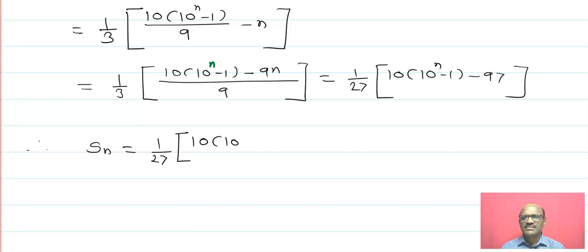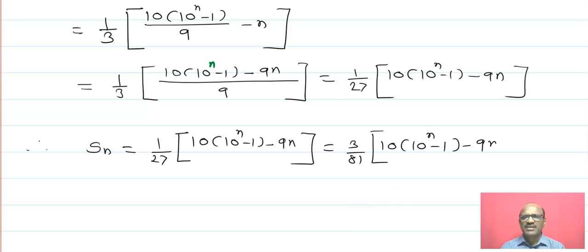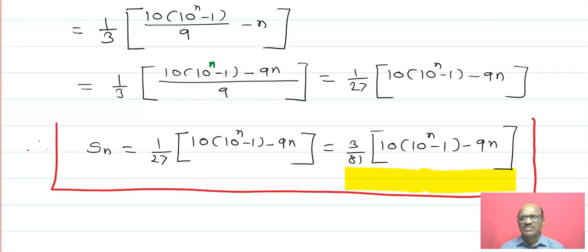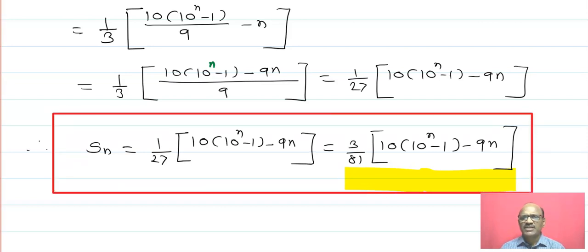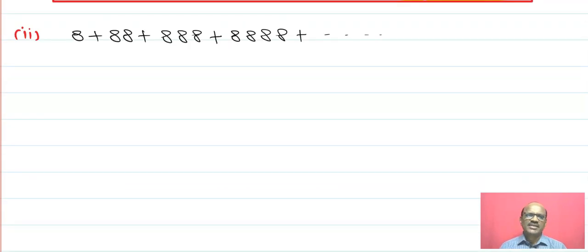9n must be there, that is 1 upon 27, 10 into 10 raised to n minus 1. I am correcting here, that is 9n, 10 in bracket 10 raised to n minus 1 minus 9n, that is again multiplied numerator and denominator by 3 upon 81. That is the answer from the textbook. It is written in this manner, that is 3 upon 81 in bracket 10 into in bracket 10 raised to n minus 1 minus 9n, bracket complete.